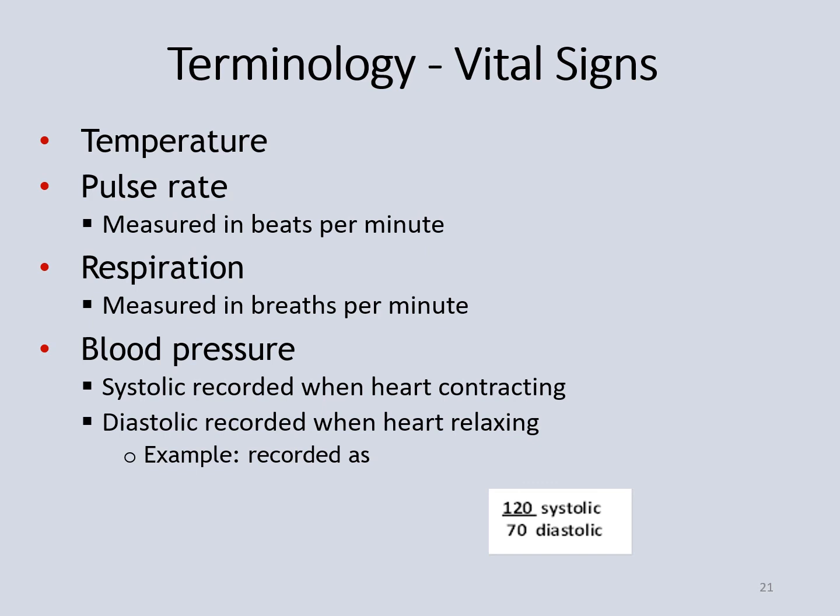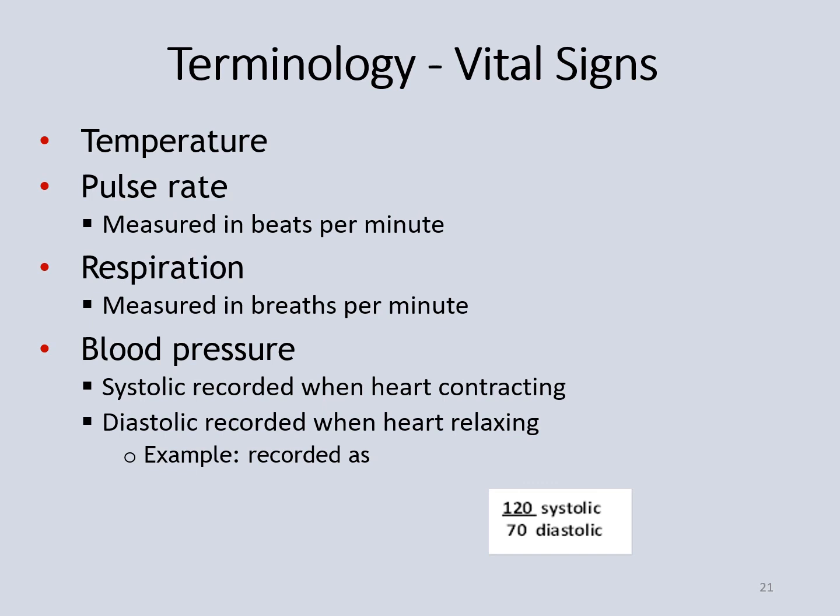Respiration is measured in breaths per minute, should be between 12 to 20 for a healthy adult. Pulse rate should be between about 60 to 80 for a healthy adult. And then blood pressure. This is the pressure in the arteries when the heart is contracting and the pressure in the arteries when the heart is relaxing. Your systolic blood pressure is blood pressure when the heart contracts. Diastolic is blood pressure when the heart relaxes.